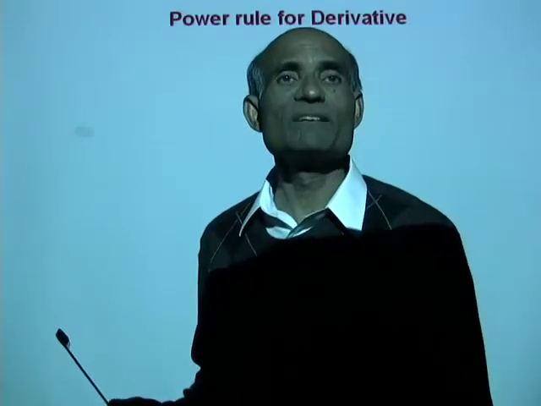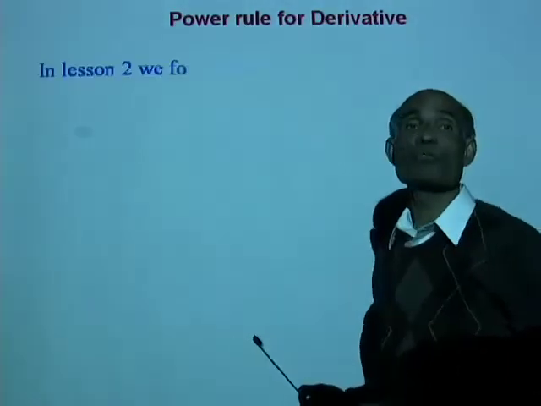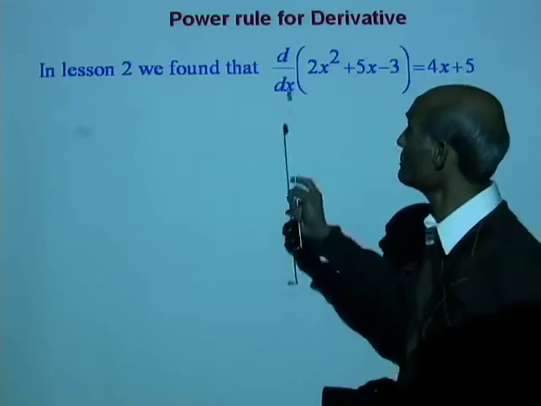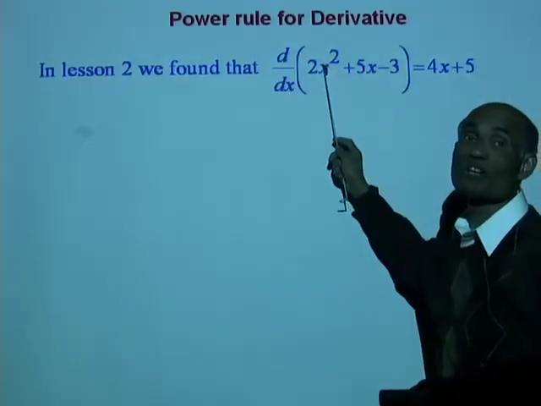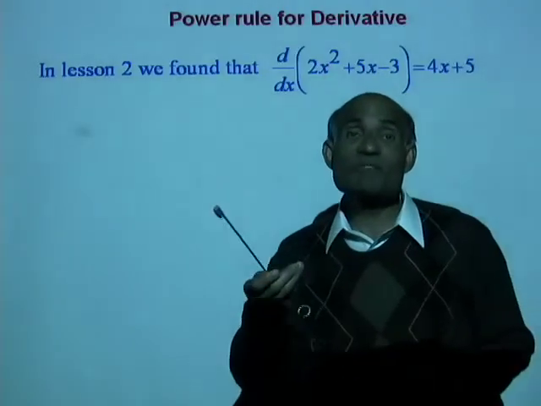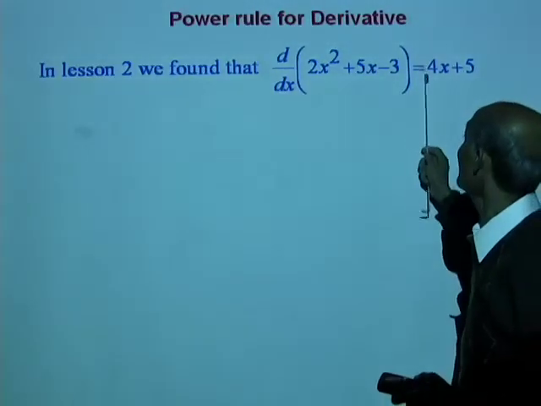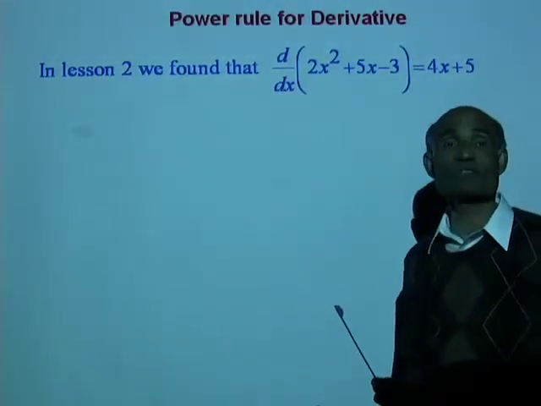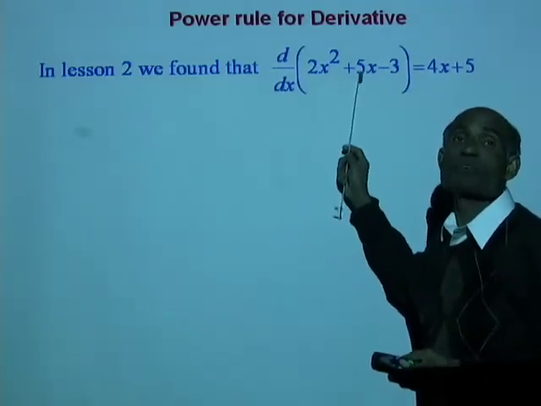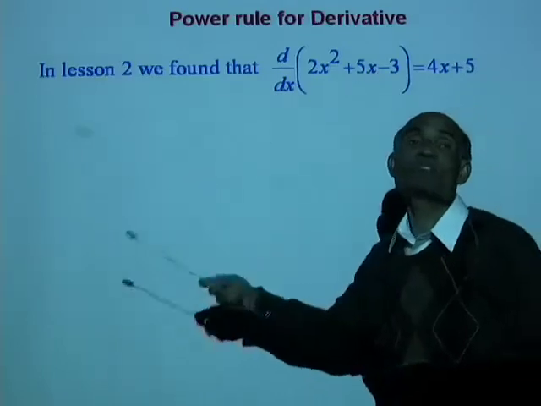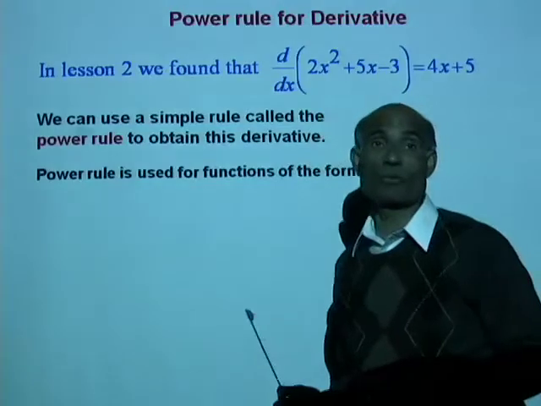We will now look at a simple rule that we can actually use to find the derivative of many simple forms of functions. That is called the power rule for the derivative. Now, you remember in lesson 2 we found the derivative of this function by taking the limiting value of its average rate of change. And we found that the derivative is 4x plus 5. We will now develop a rule so that we can find the derivative of such functions much more easily. And that rule is called the power rule.